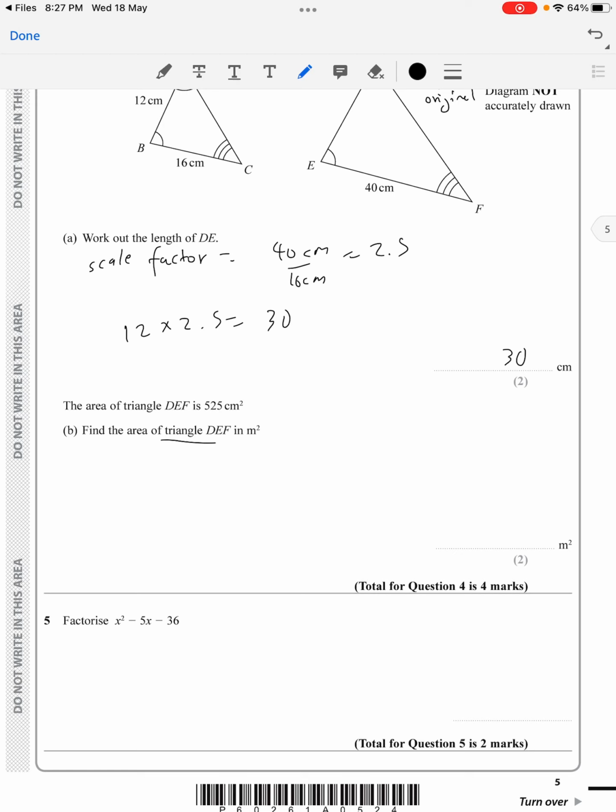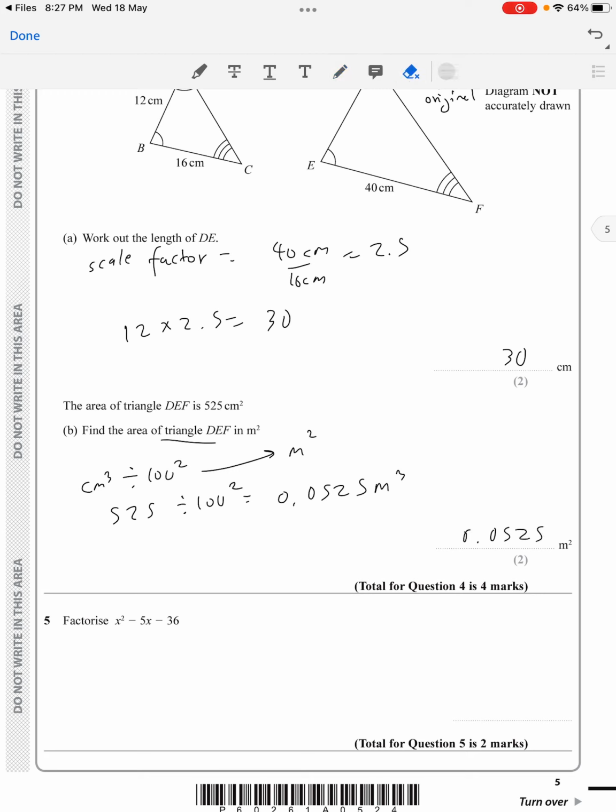Now, for the area of the triangle, in order to convert from centimeter cubed to meter cubed, you just need to divide by 100 squared. So 525 divided by 100 squared, put that in your calculator, you should be getting about 0.0525 meters. And if you want to convert cm cubed, just divide it by 100 squared to convert it to meter cubed. So you have 0.0525. This is your answer.